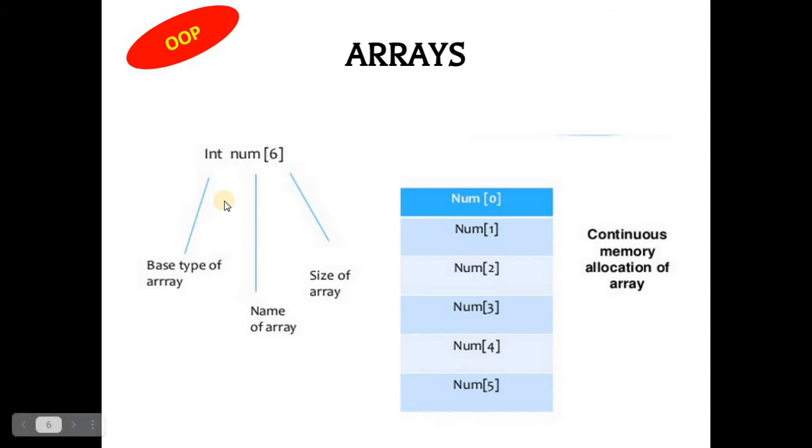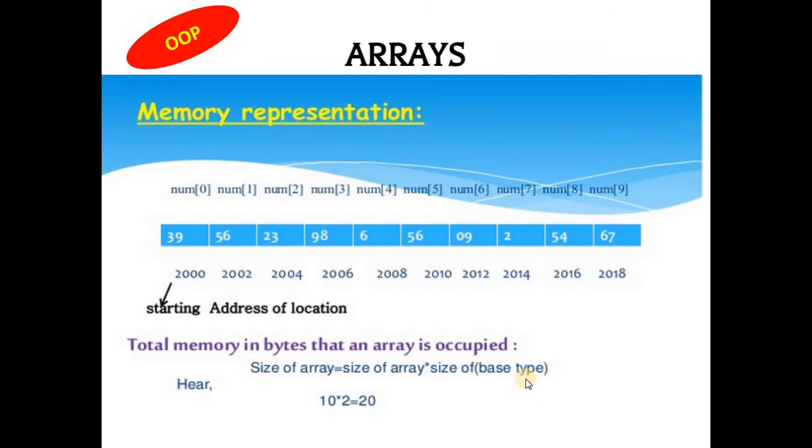For example, as you are seeing here, we have int num of 6, where int is the data type, the base type of the array, num is the name of the array and 6 is the size of the array, that means how many elements are stored. An array stores all the 6 elements in a continuous memory location as seen in the figure. So, it is stored as num of 0, num of 1, num of 2, num of 3, 4 and 5. So, how is the memory representation done in the case of an array?